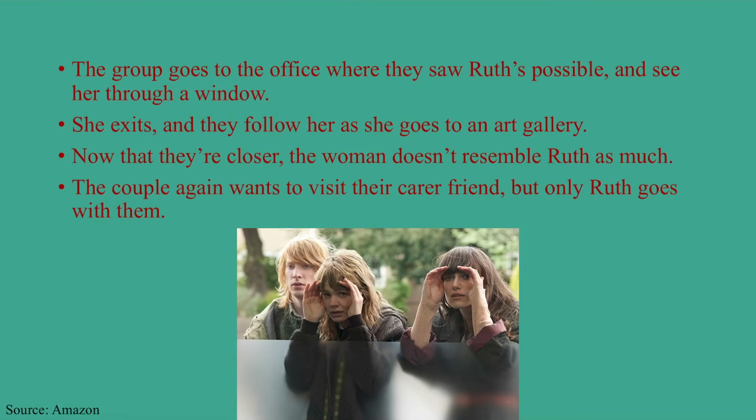The group then goes to the office where they saw Ruth's Possible and they see her through a window. Ruth's Possible leaves and they follow her to an art gallery. However, as they get closer to her, the woman doesn't resemble Ruth very much, and the couple decides to visit their carer friend. And Ruth, who's disappointed at this stage because she hasn't seen her Possible, i.e. her mother from whom she's formed, then decides to go with this couple.